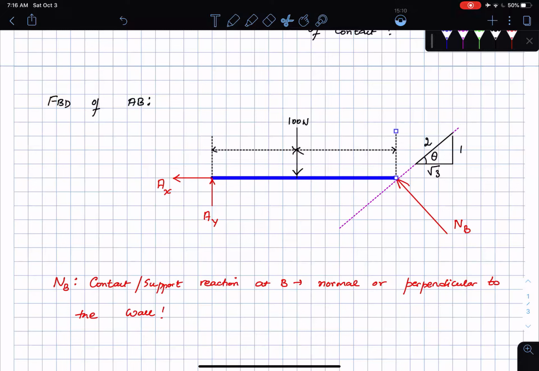Okay, so here is how I do that. I want to break the force NB into a component that is acting vertically up, and then a component that is the horizontal component of this force NB, right? For that I need to know what the angle here is, and how do I find that out? Okay, so here is typically what I do.